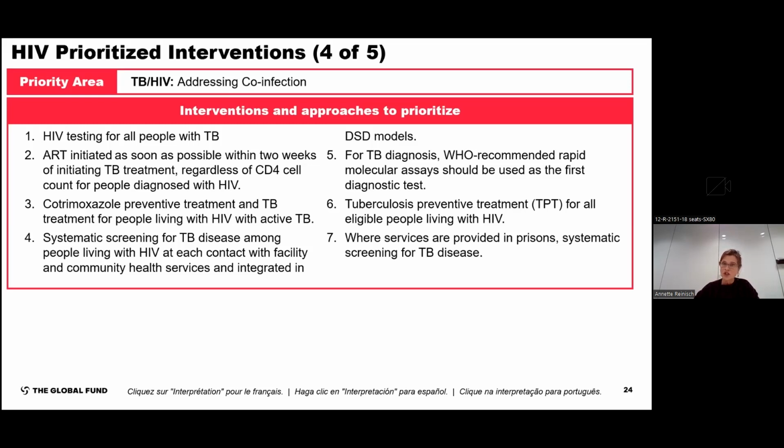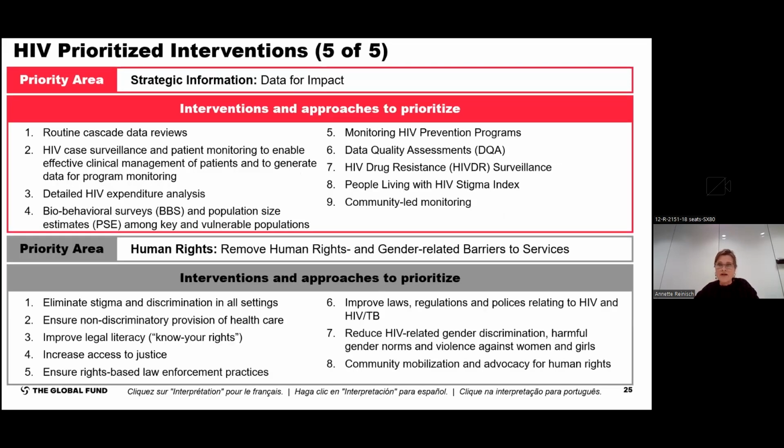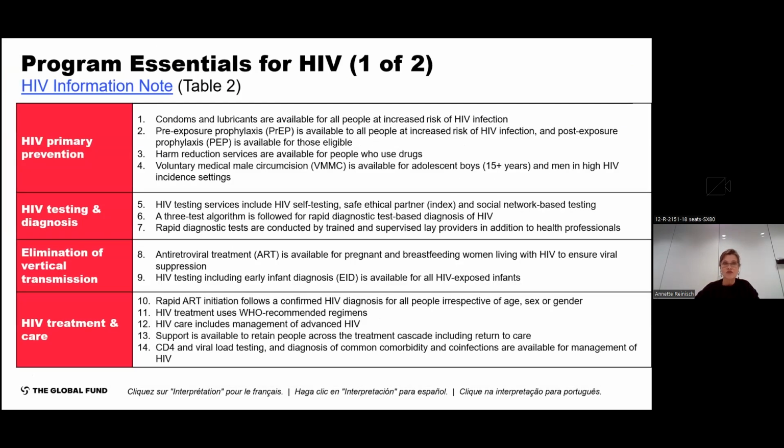With regards to strategic information, there's now a strong focus on data for impact and enhanced information flows through improved program monitoring and reporting systems. And finally, we continue to highlight the critical importance of removing human rights and gender-related barriers to services. And we are presenting 8 interventions and approaches to address these barriers for inclusion in Global Fund funding requests.